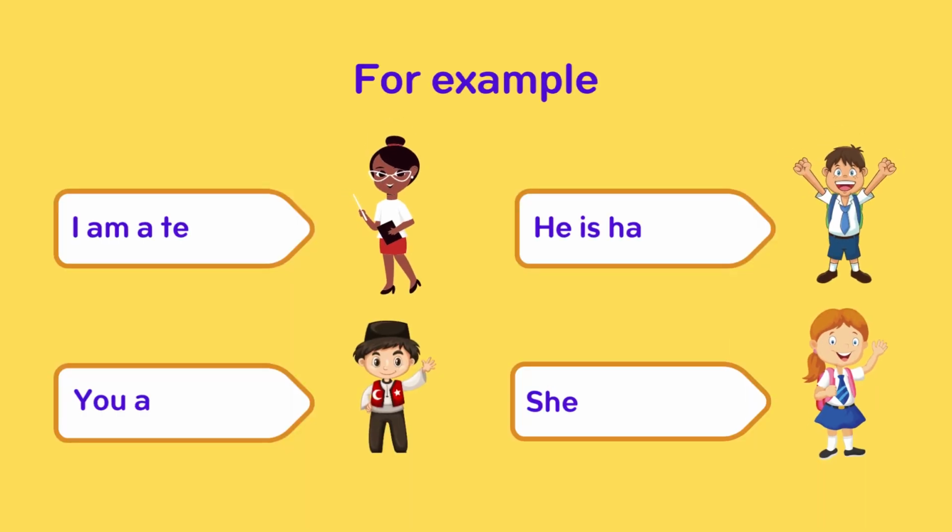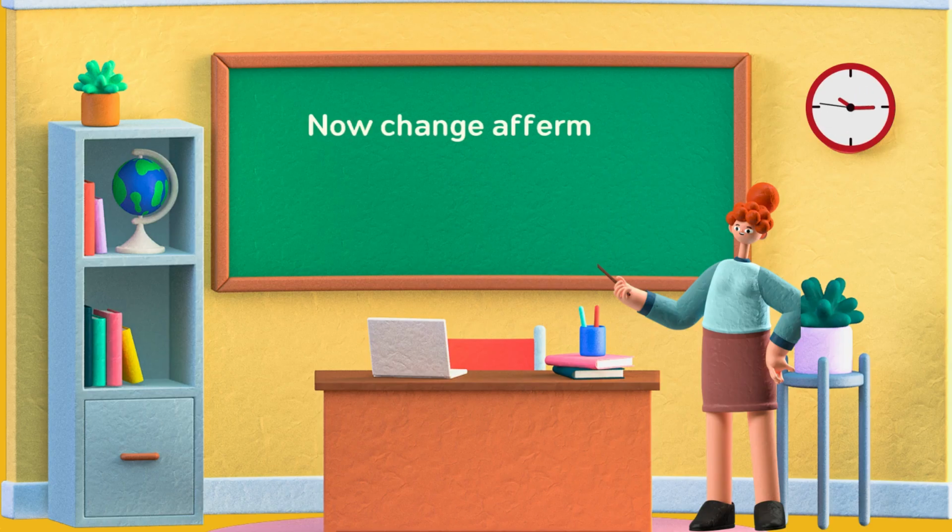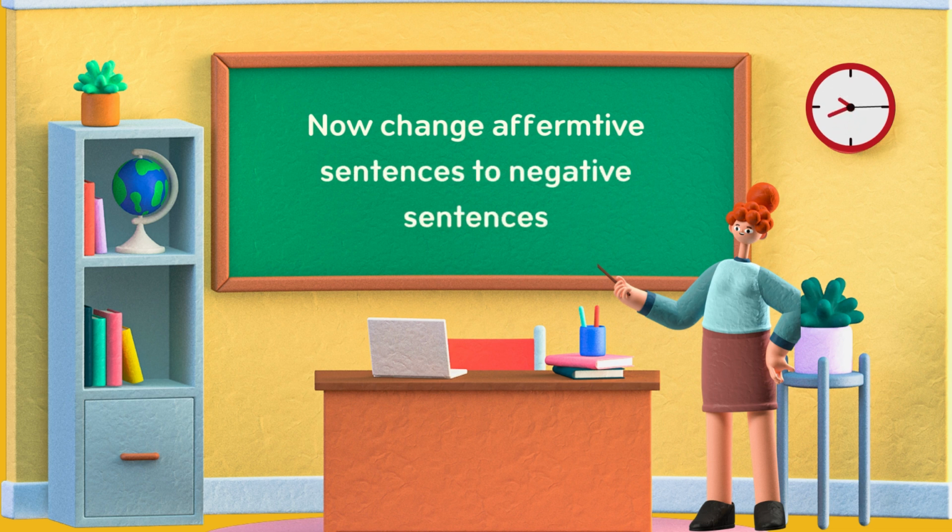Let's look at some examples together. For our affirmative part, let's say: I am a teacher. You are Turkish. He is happy. She is a student. It is a dog. Now, we are going to turn these affirmative sentences into negative sentences.